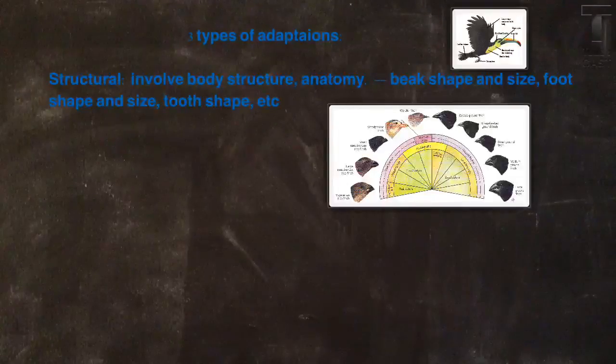The first type of adaptation is a structural adaptation. Structural adaptations involve the body structure, the body shape, the anatomy. So maybe the shape and size of the beak, that's adapted to what kind of food the bird eats. The foot shape and size adapted to how the animal moves. Does it swim? If so, it needs a webbed foot. Does it grab onto a branch? If so, it needs toes. Also, tooth shape. What kind of food do you eat? Things that eat plants have flat teeth. Things that eat meat have sharp teeth.